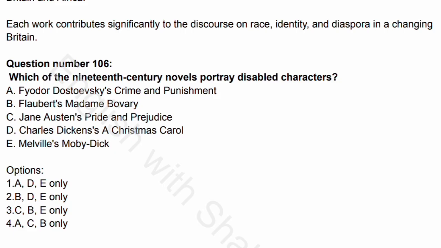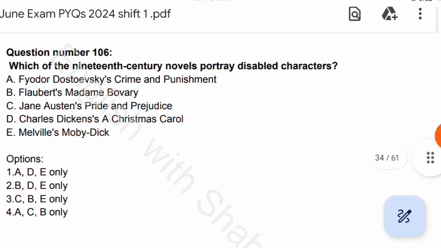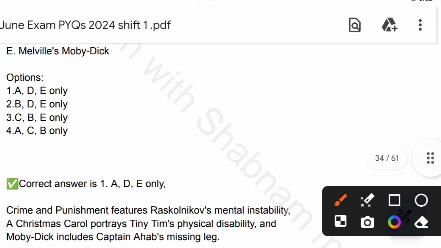You have to find out in which of these 19th century novels disabled characters have been portrayed by the writers. So the correct answer of this question is going to be, I think, Christmas Carol, Pride and Prejudice. There is no disabled character. Let's see. The correct answer of this question is going to be A, D, E only. That means option 1.